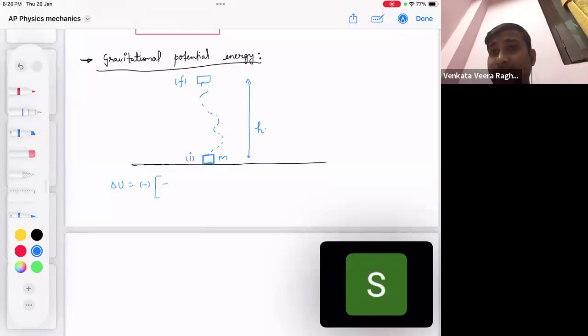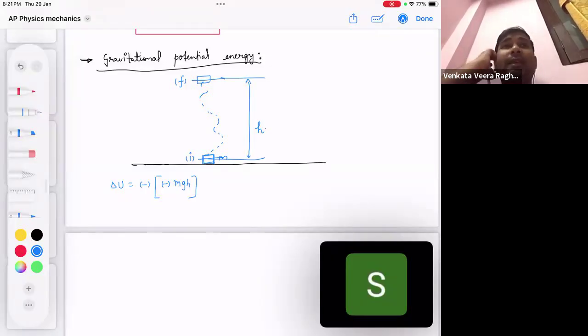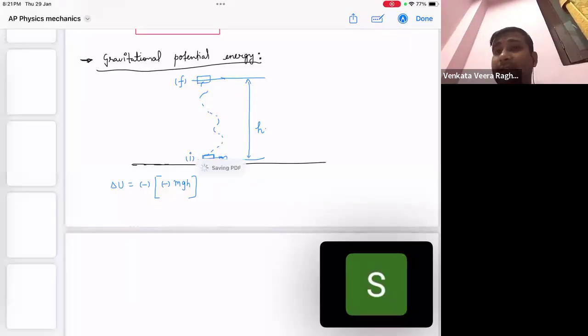How much is the work done by gravity? The work done by gravity is minus mgh in this case, because initial point and final point, what is the difference in height? h. And work done by gravity only depends on mg and height difference. It does not depend on the path. Reason is, it's a conservative force. So delta U, how much we are getting? Minus from the definition, and work done by conservative force, which is another minus mgh.